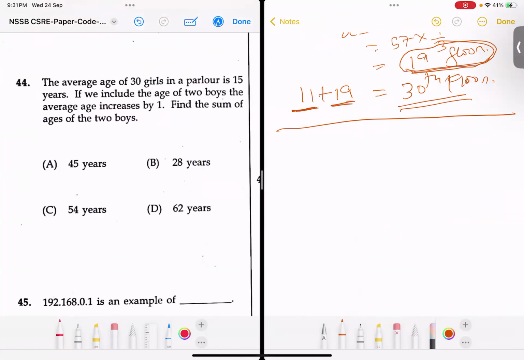Question number 44. The average age of 30 girls in a parlor is 15 years. If we include the age of 2 boys, the average age increases by 1. Find the sum of the ages of the 2 boys.